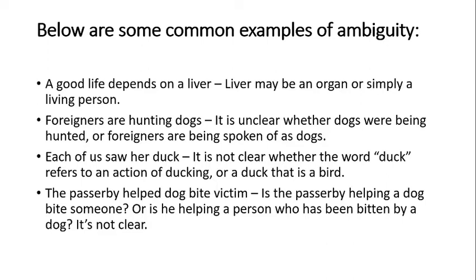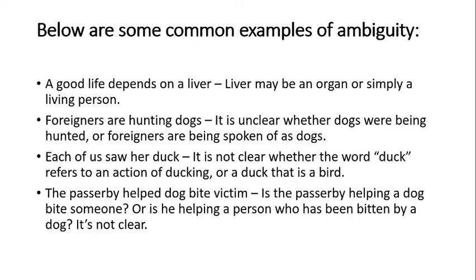Foreigners are hunting dogs. So it is unclear whether dogs were being hunted or foreigners are being spoken of as dogs. So therefore, it is an ambiguous statement. Each of us saw her duck. So it is not clear whether the word duck refers to an action of ducking or a duck that is a bird. The passerby helped dog bite victim. Is the passerby helping a dog bite someone, or is he helping a person who is being bitten by a dog? It is not clear in these sentences. Therefore, these are the ambiguous sentences.